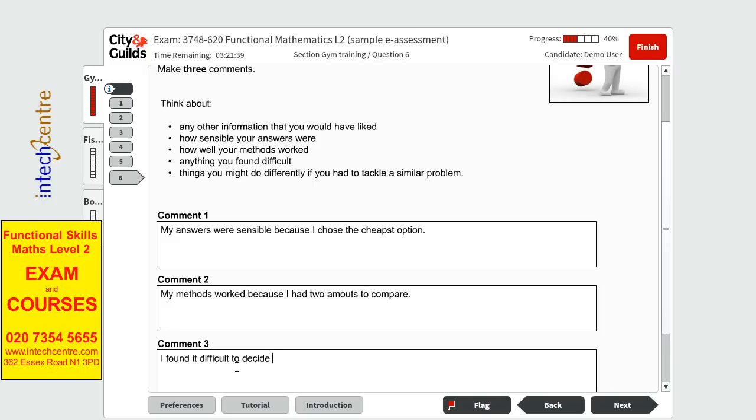Actually, you know the bit where you had to calculate the cost per month, maybe they should have been a bit clearer whether you should have used 4 weeks or 4 weeks and a half. So you could say I found it difficult to decide whether they consider the month as 4 weeks or 4 weeks and a half. So there's more ways to look at it.